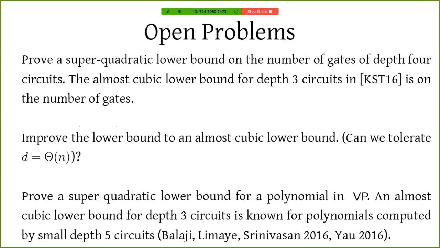We would be able to do this if we can tolerate t, the degree of the polynomial, equal to theta of n. The reason we are not able to do this in our work is, as I mentioned before, our use of the dPSP measure. Another interesting problem is to prove a super-quadratic lower bound for a polynomial in VP. An almost quadratic lower bound for depth 3 circuits is known for polynomials computed by small depth 5 circuits.